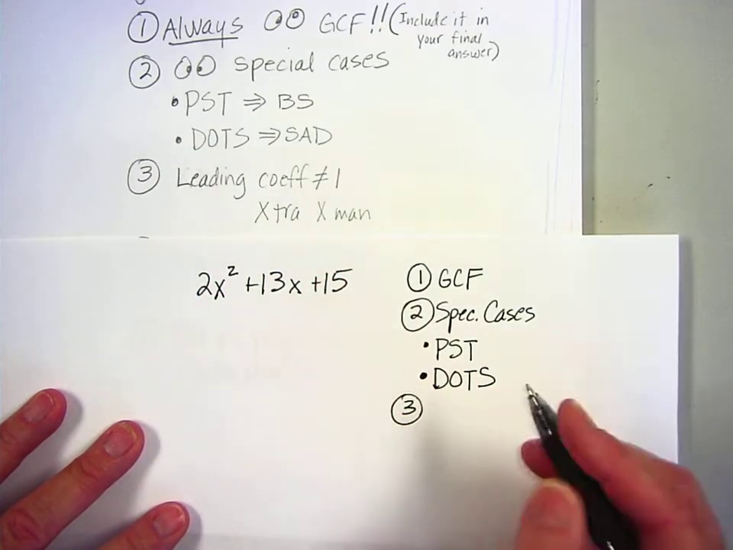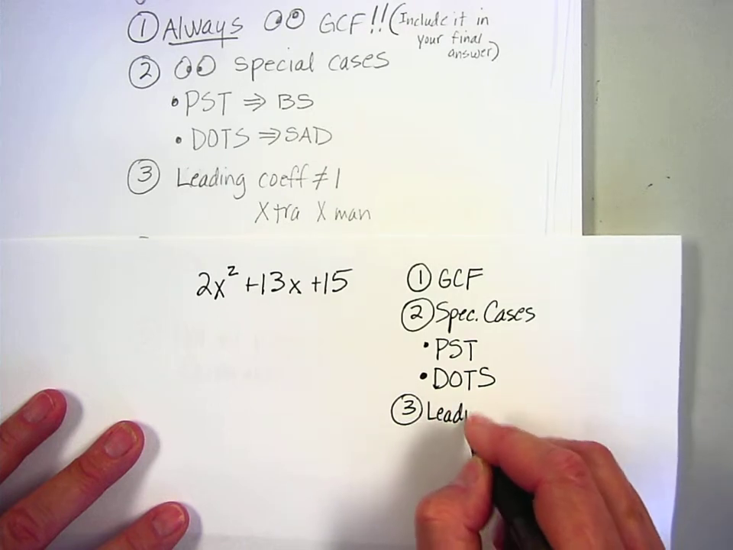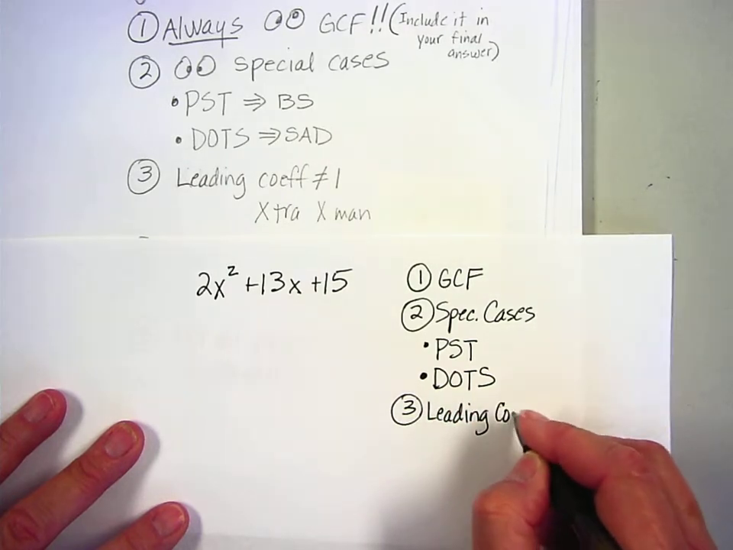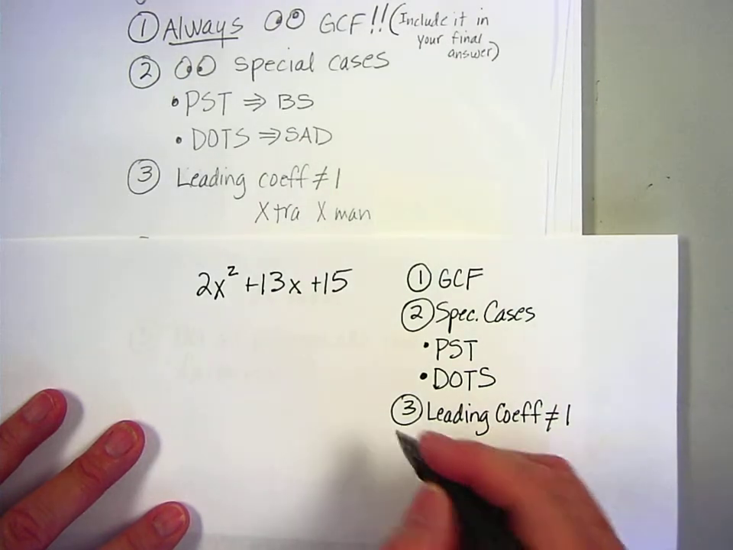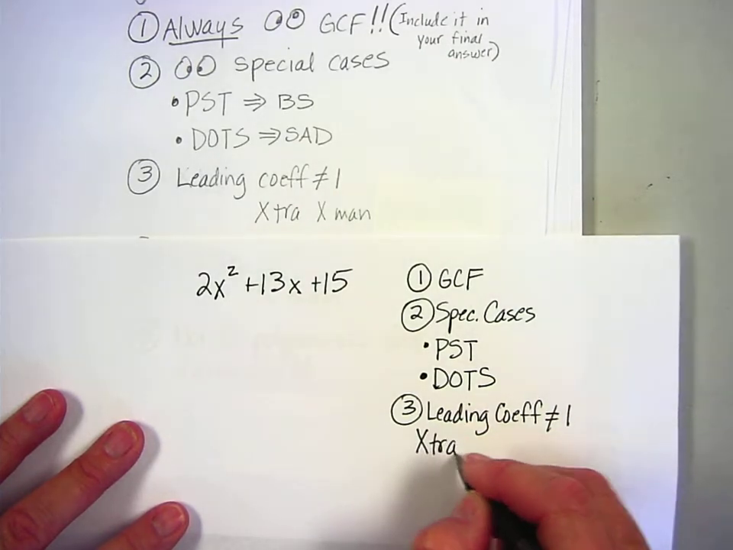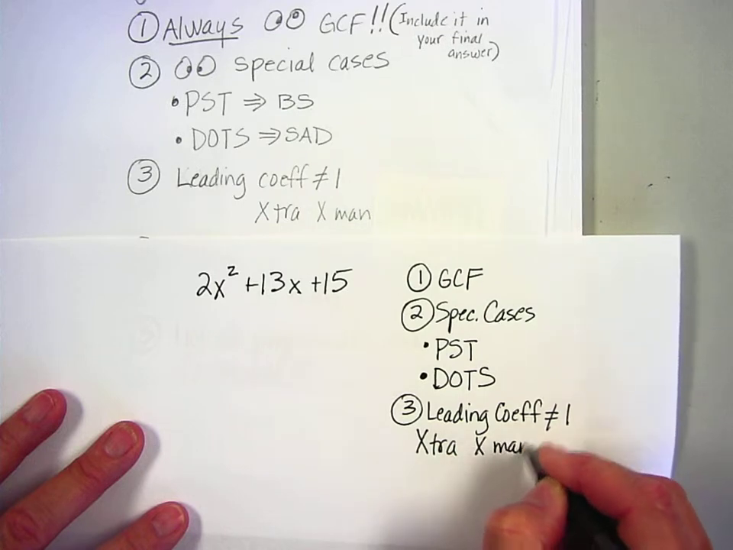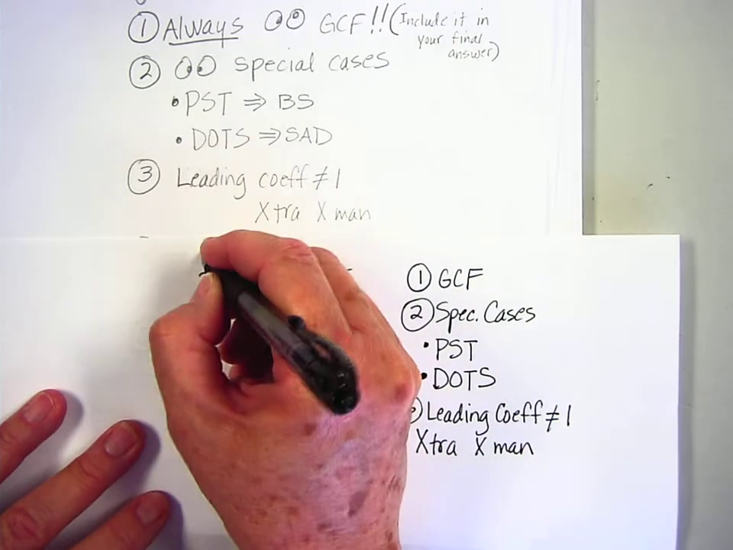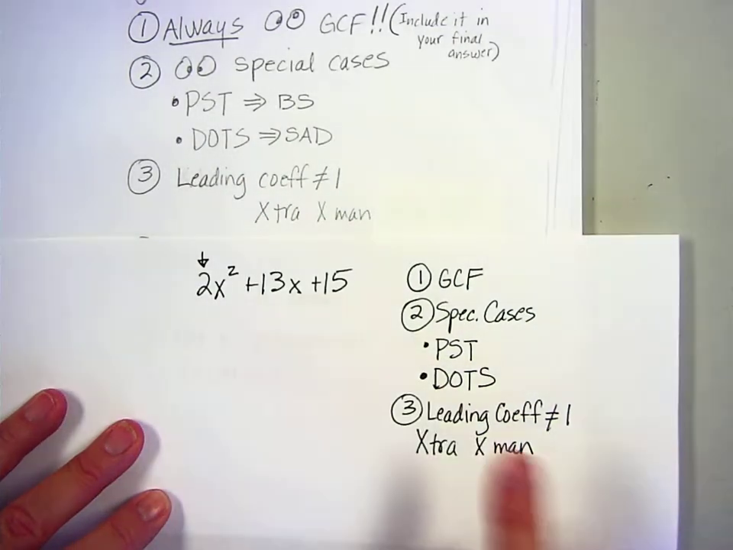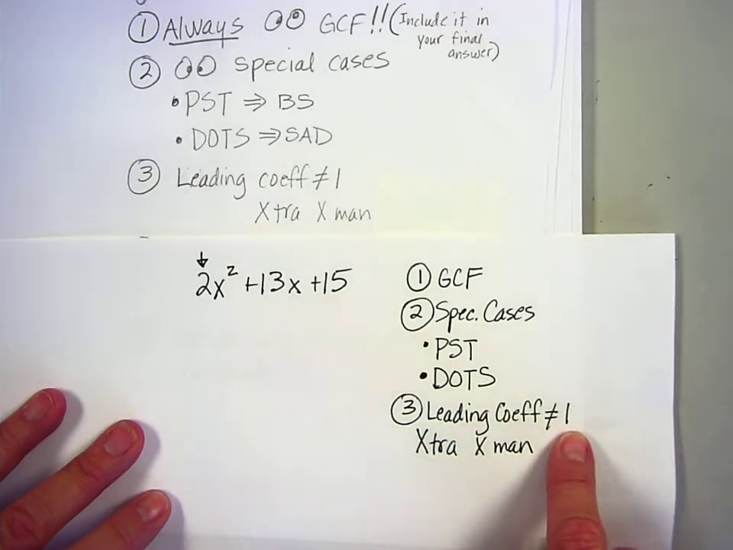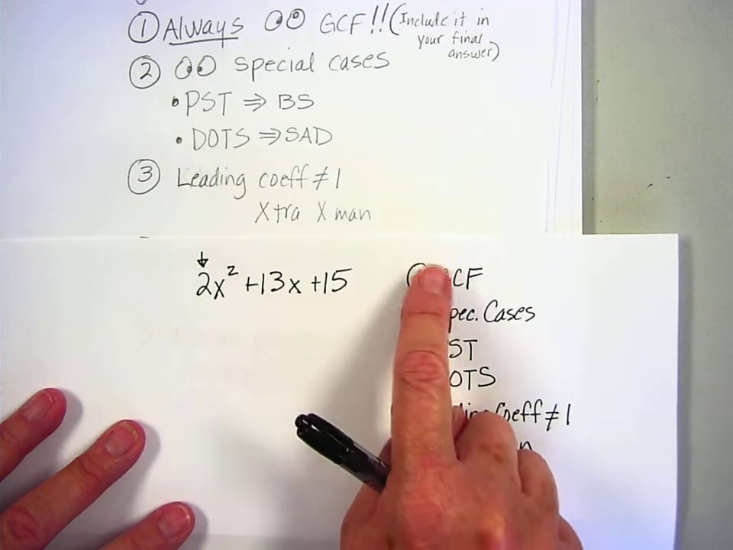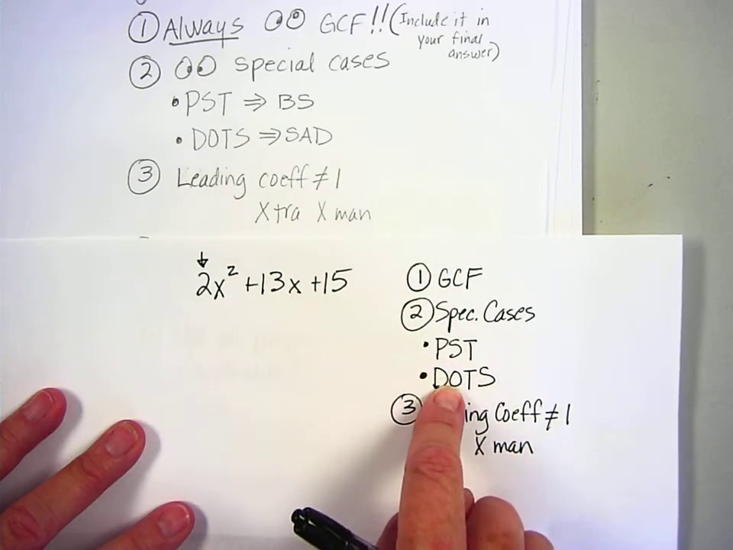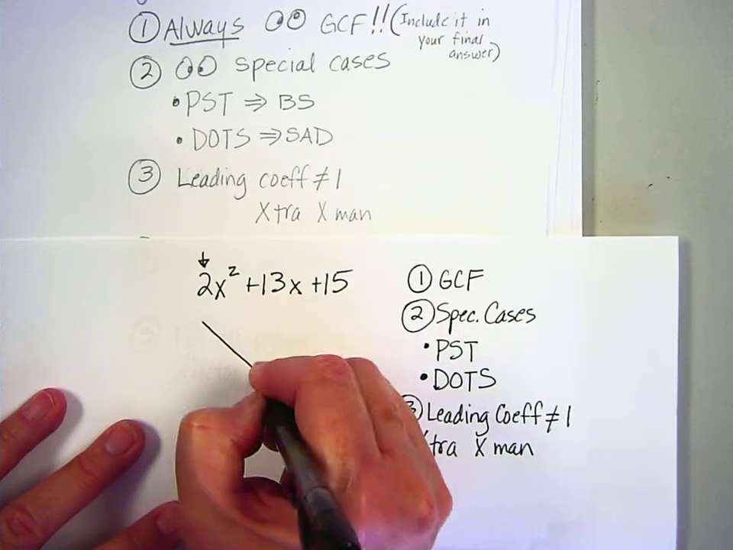So the third thing we're going to look at is if the leading coefficient is not equal to 1, we're going to do what we call extra x-man. Well, my leading coefficient is 2. 2 is not equal to 1. So I guess I'm going to use extra x-man to try and factor this. But remember, I went through all these steps first. So extra x-man works like this.